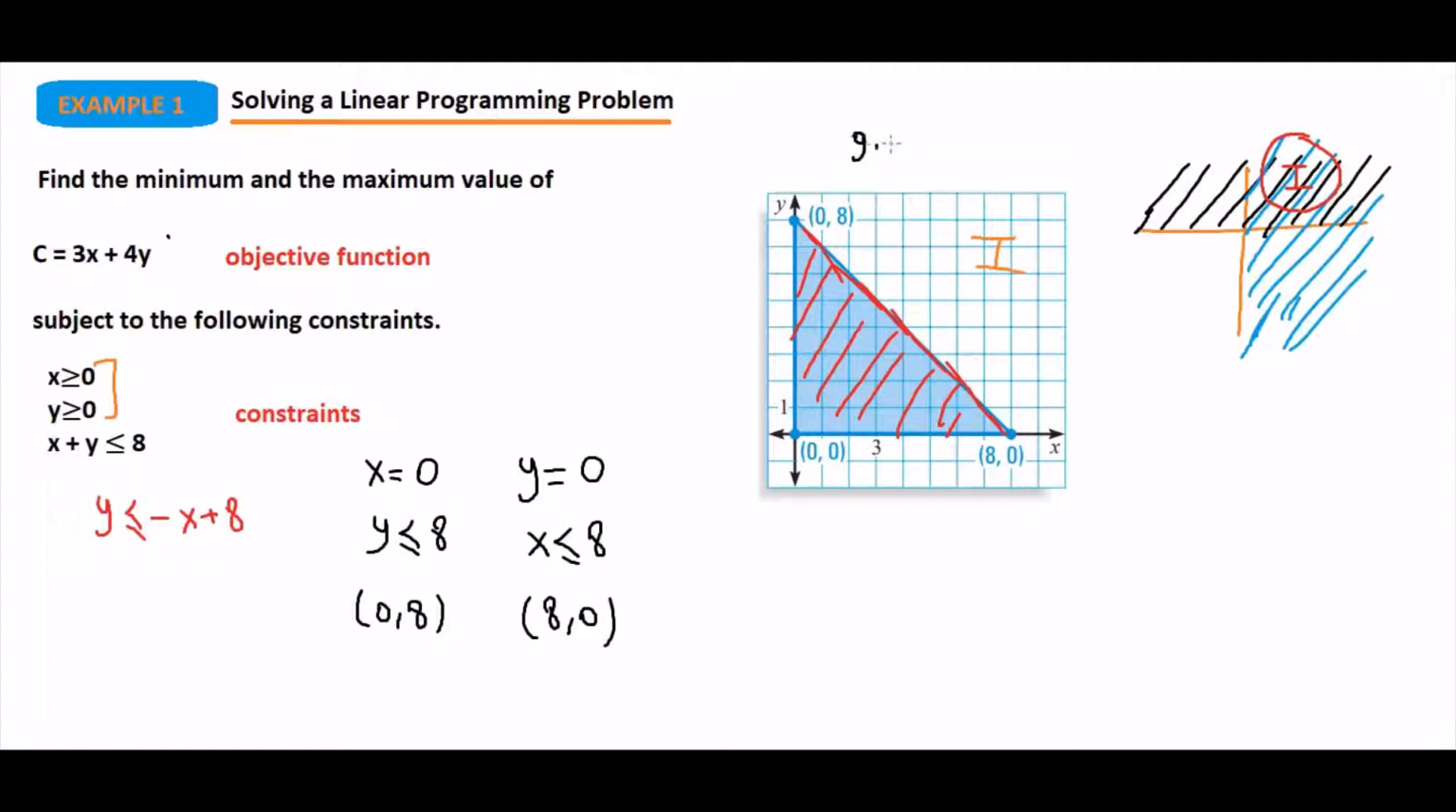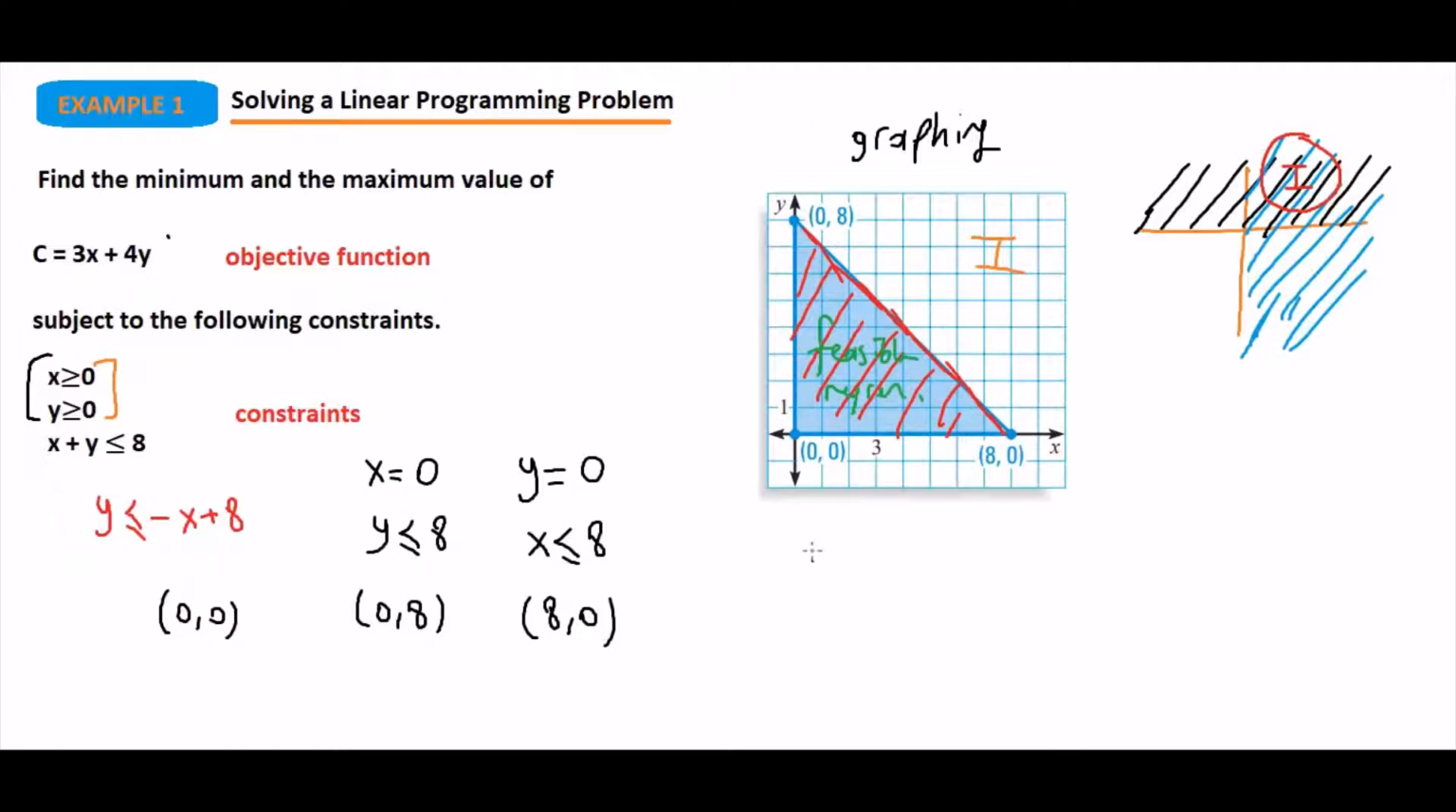So either the graphing utility will give you this picture given these constraints, or you do it algebraically by hand and find these vertices. So we have 3 vertices here: (0, 0) from these 2 constraints, and (0, 8) and (8, 0) from the last constraint. And if you see the feasible region, it's going to be this triangle.